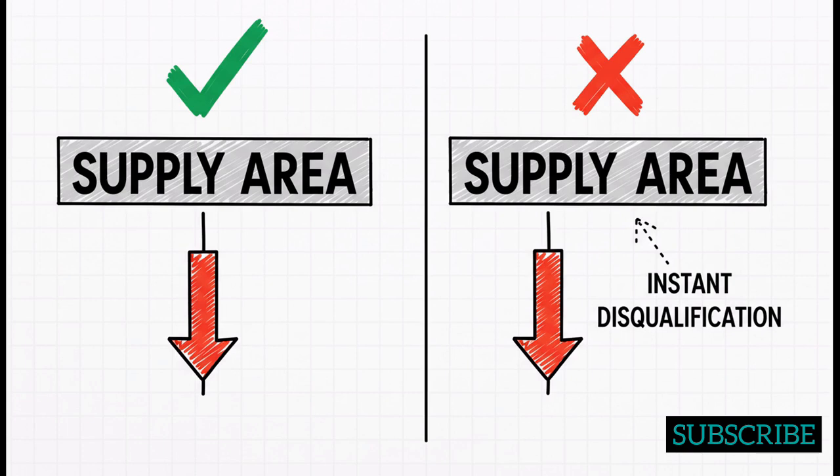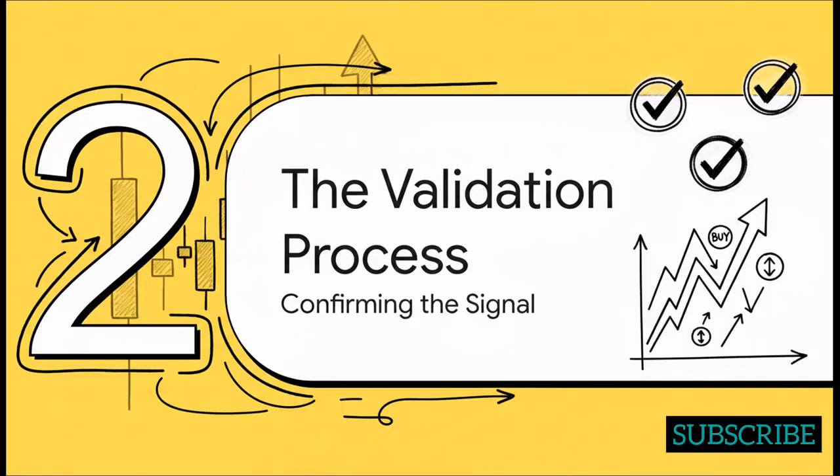The rejection candle has to form inside or at the very least touch a known supply area. You can think of a supply area as a price ceiling, a zone where sellers have shown up in force before. If that candle appears out in the middle of nowhere, it means nothing. You ignore it, you just move on. It's a total disqualification.